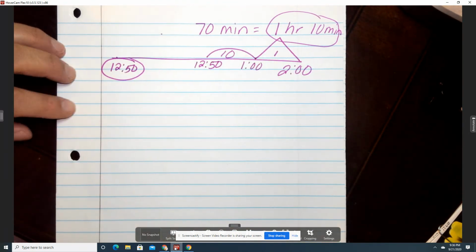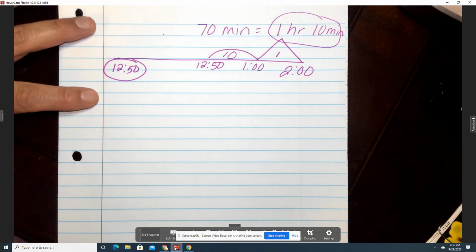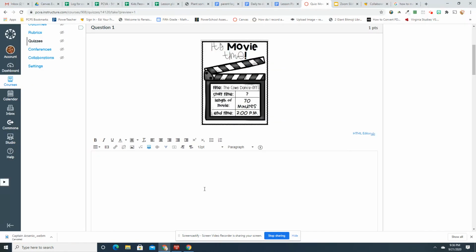Okay. So work out the problems on paper. You only have 4 now. So you're just going to work them out, practice them. And then once you work them out, you're going to type them in here. So you're going to say 12:50, okay? And you could put PM. You need to put PM because it might be confusing if you don't.